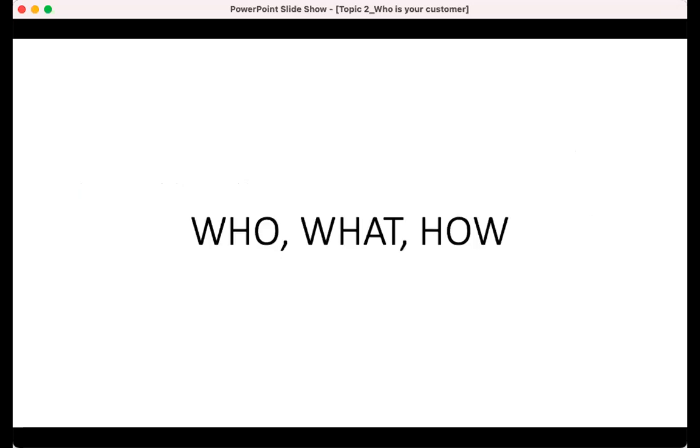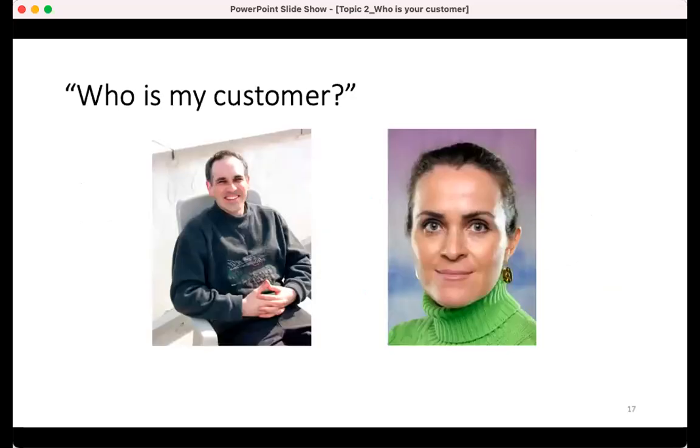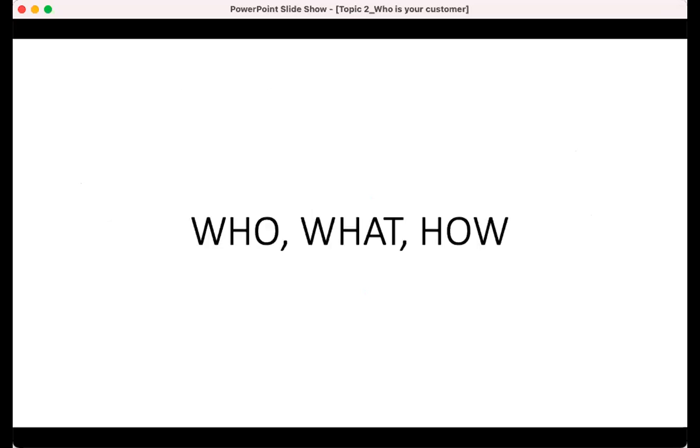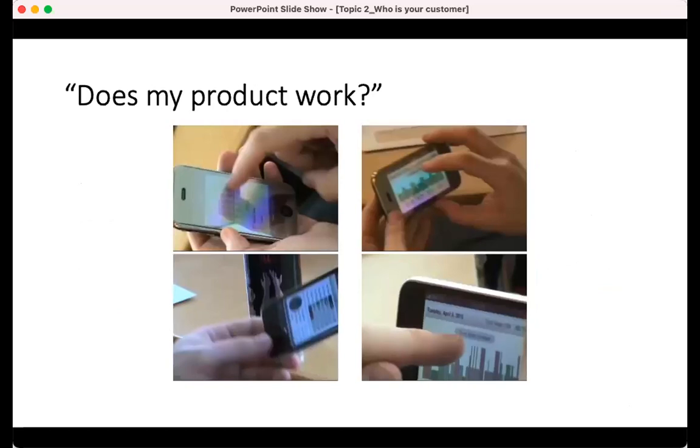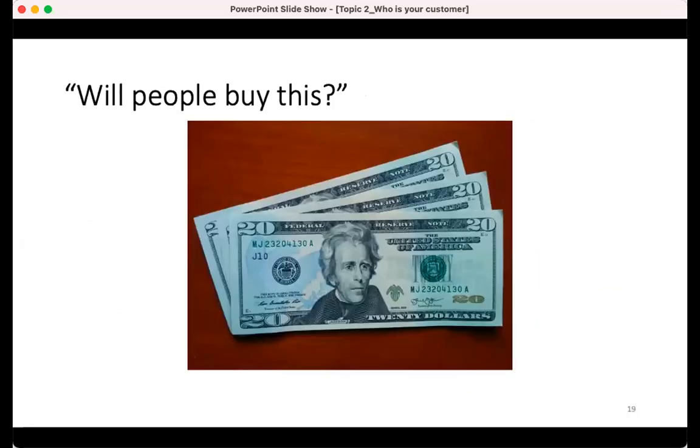Your ultimate intention is to find out who buys from you, what they purchase, and how they make the purchase. So who is your customer? You need to identify the end user segment or the customer segment. The next thing is, does my product work? How can I sell my products to this customer? Do they actually need my product? That's the ultimate question. So how or what are you selling? And the last thing is, will people buy it? How do they buy it, and what are the methods they actually use to buy your products?